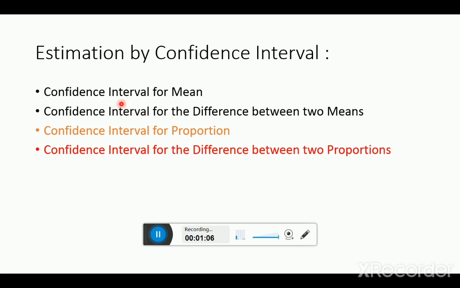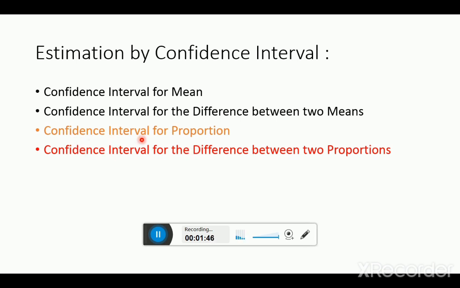Already in the last lectures of the series we have covered the confidence interval for the mean and the confidence interval for the difference between two means, and today in this 13th lecture we are going to discuss the confidence interval for proportion and the confidence interval for the difference between two proportions. The techniques and methods are the same, only the formula is a bit different. Whatever we covered in the last 2 lectures on the mean and difference between means, the same methodology we have to apply today, only the formula will be different.